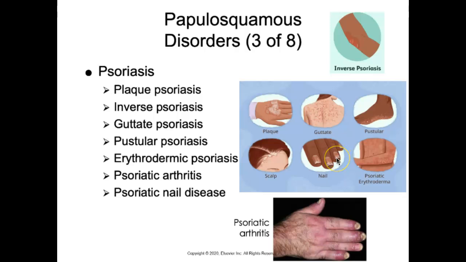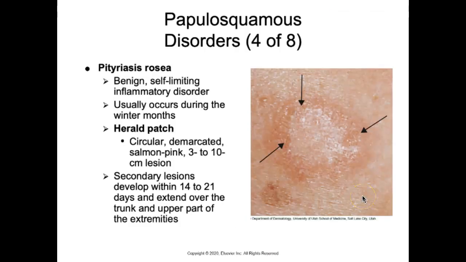Our next condition is pityriasis rosea, and this is a benign self-limiting inflammatory disorder that typically happens in the winter months. We believe that this is due to a herpes-like virus, possibly human herpes virus 6 and human herpes virus 7, and this condition starts out with what we call a Herald patch. It is a bit circular, demarcated, and is a salmon pink color that is about 3 to 10 centimeters, and this tends to pop up in the area of the trunk and look more like a macule or papule.